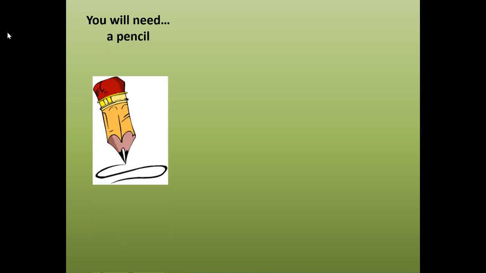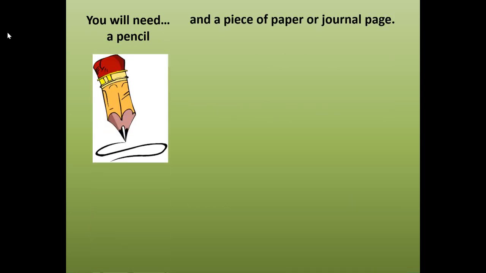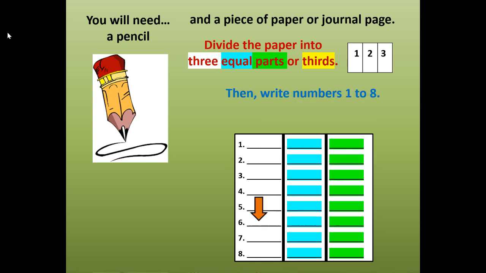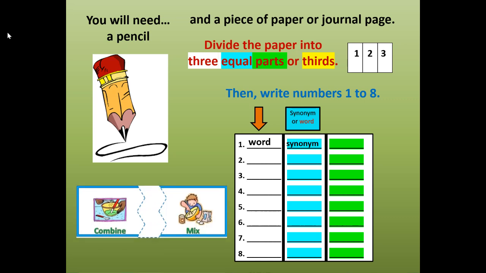So for this lesson, you will need a pencil and a piece of paper or journal page. And you're going to divide the paper into 3 equal parts or thirds, 1, 2, 3. And then you're going to write numbers 1 to 8. And for each vocabulary word, you're going to also write a synonym. And a synonym is a word that means the same, just like combine is a synonym for mix.